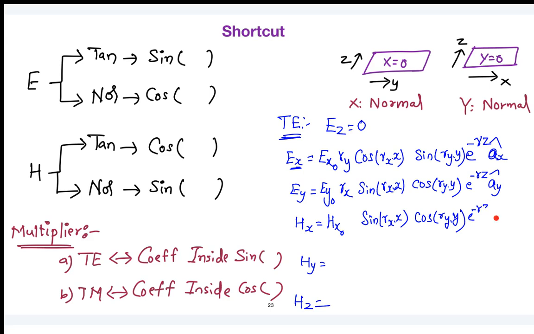So for the multiplier, you are writing the equation for transverse electric, right? When you are writing the equation for transverse electric, you should consider the coefficient which is inside the sine term. In this case, inside the sine term there is gamma x. That will be your multiplier. That's it. Good. So the others, HY and HZ.